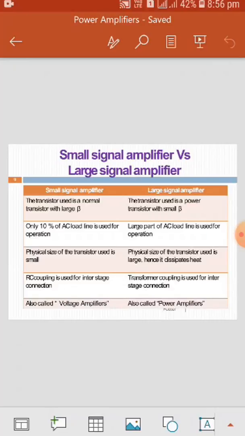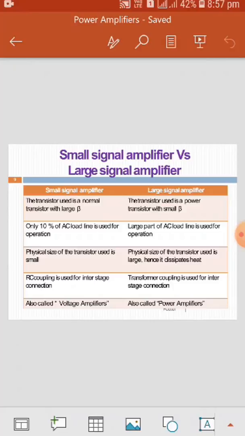Now we will go with the comparison of small signal amplifier and large signal amplifier. As I said already, the transistor will be larger in size for a large signal amplifier and smaller in size for a small signal amplifier. That is what is given as the third point. And in a large signal amplifier it dissipates heat. Due to this heat, the thermal runaway problem will occur. As a result, the transistor will get damaged very easily, so compensation is needed in the case of a large signal amplifier.